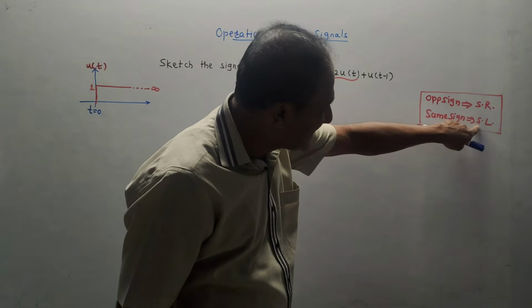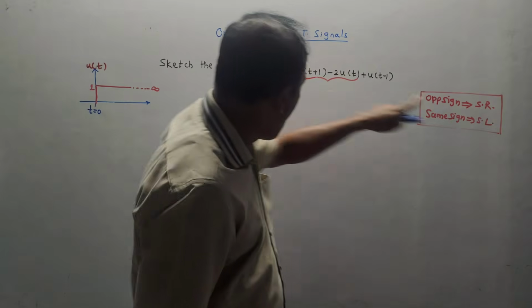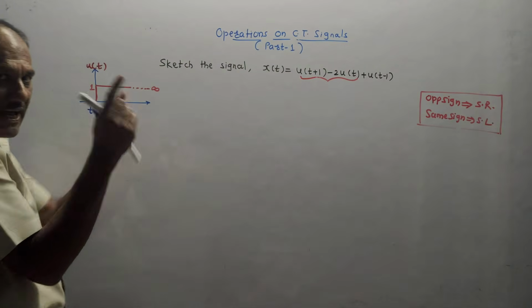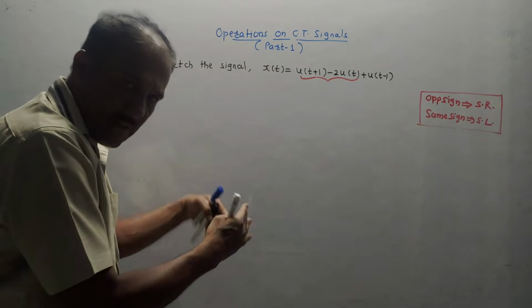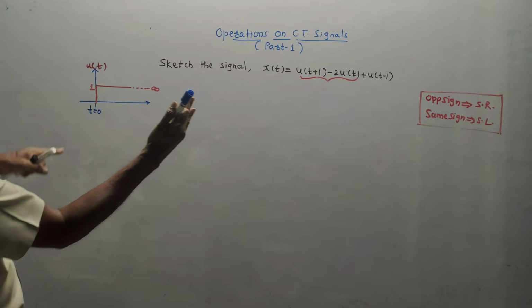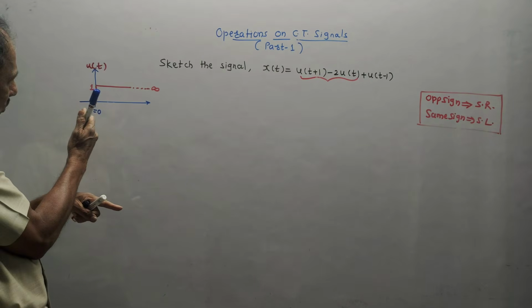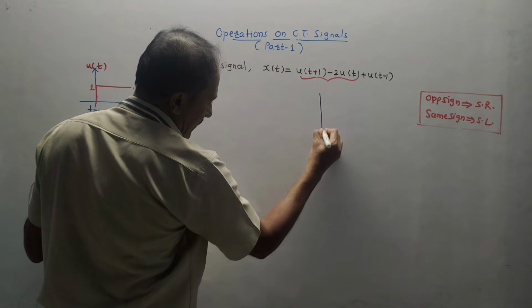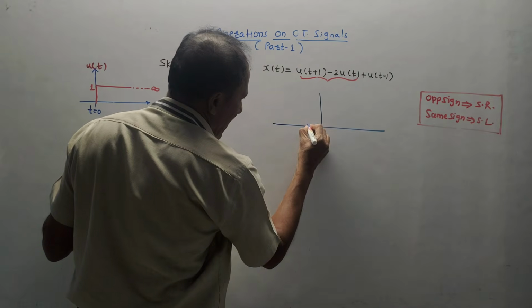Same sign is there. Shift the diagram towards left. By how much? By amount 1. So this diagram of u of t, I have to shift it towards left by amount 1. The diagram starts from 0. If you shift it towards left by an amount 1, the diagram will be like this. It will be starting from minus 1.